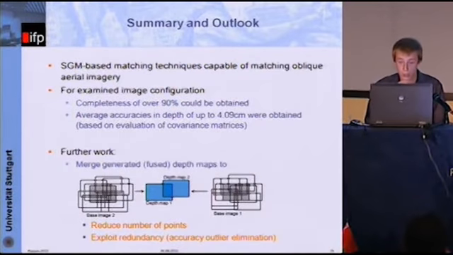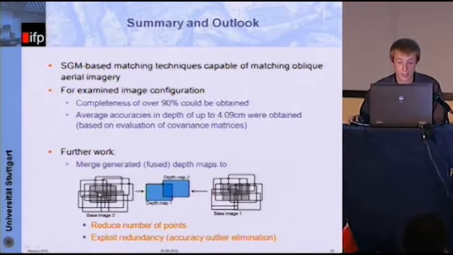Okay, so I want to come to my summary. I think the research shows that these SGM-based matching techniques are capable of matching oblique aerial imagery. For the configuration, we did our tests on, completenesses of 90% and up to 4 centimeters were obtained. Although you have to say that's a measure of internal accuracy and not absolute accuracy. It's just for getting a feeling how noisy the point cloud is.